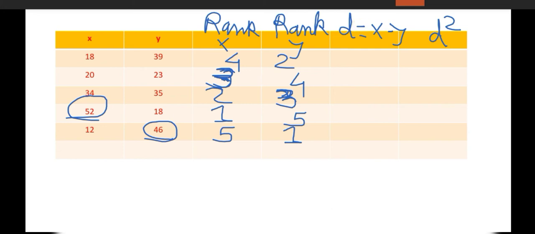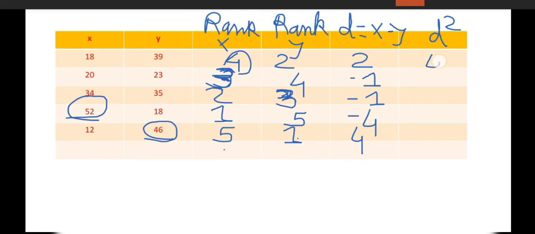You need to find out d, which is x minus y. So here, 4 minus 2, this will be 2. Then 3 minus 4, which is minus 1. Then 2 minus 3, minus 1. 1 minus 5, which will be minus 4. And 5 minus 1, which will be 4. X minus y means rank x minus rank y.